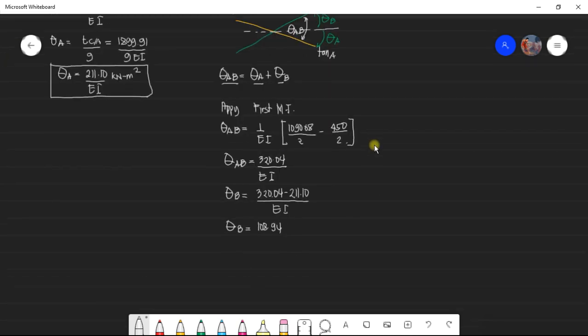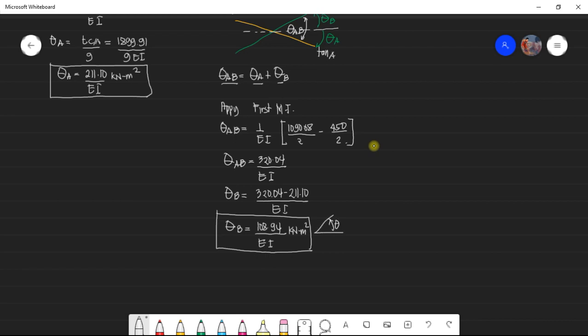108.94 over EI. Later we will calculate theta B in terms of radians or in terms of degrees; we'll convert it to degrees later. And then we also need the sign. The direction of theta B is from the horizontal line.